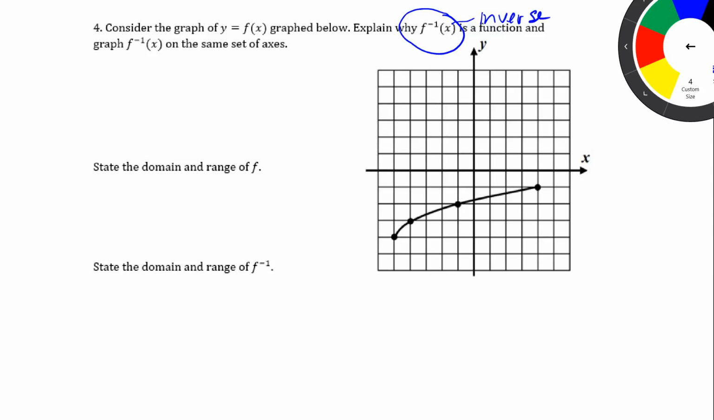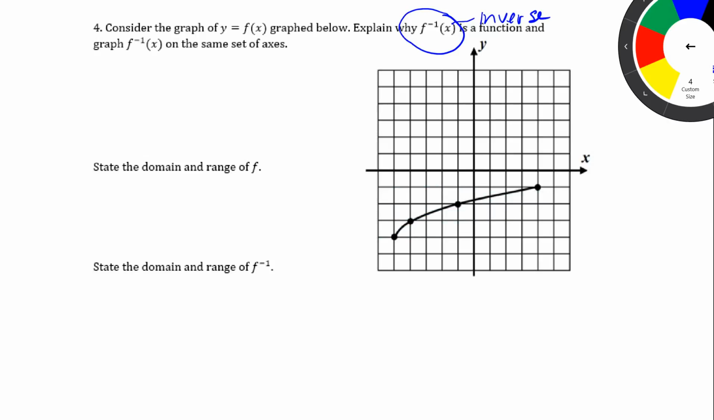So it says to explain why f negative 1 of x is a function, and to graph the function f negative 1 of x. So to explain why this is a function, we have to look back at the original function f of x. So not only is f of x a function, it's also a special type of function called a one-to-one function that we talked about at the beginning of this lesson. We know that this is a one-to-one function because it passes the horizontal line test. If you were to draw a horizontal line anywhere through this graph, it would only cross the graph once, meaning all of the y values are unique.